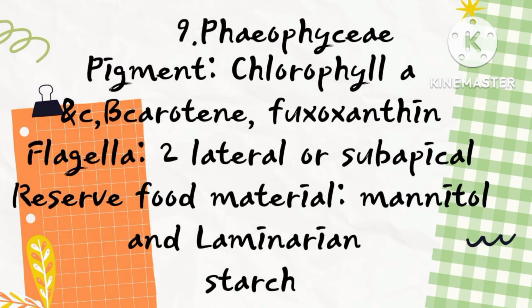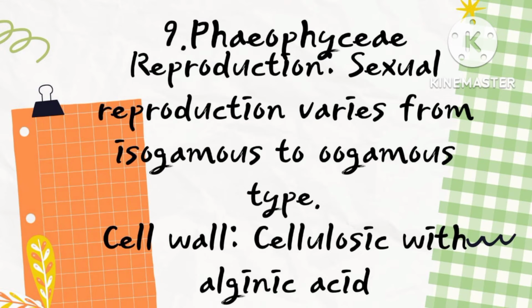Next class is Phaeophyceae. They contain chlorophyll a, c, beta carotene and fucoxanthin. Flagella are 2 in number, lateral or subapical in position. Reserve food material is mannitol and laminarian starch. Sexual reproduction varies from isogamous to oogamous type. Cell wall is cellulosic with alginic acid.